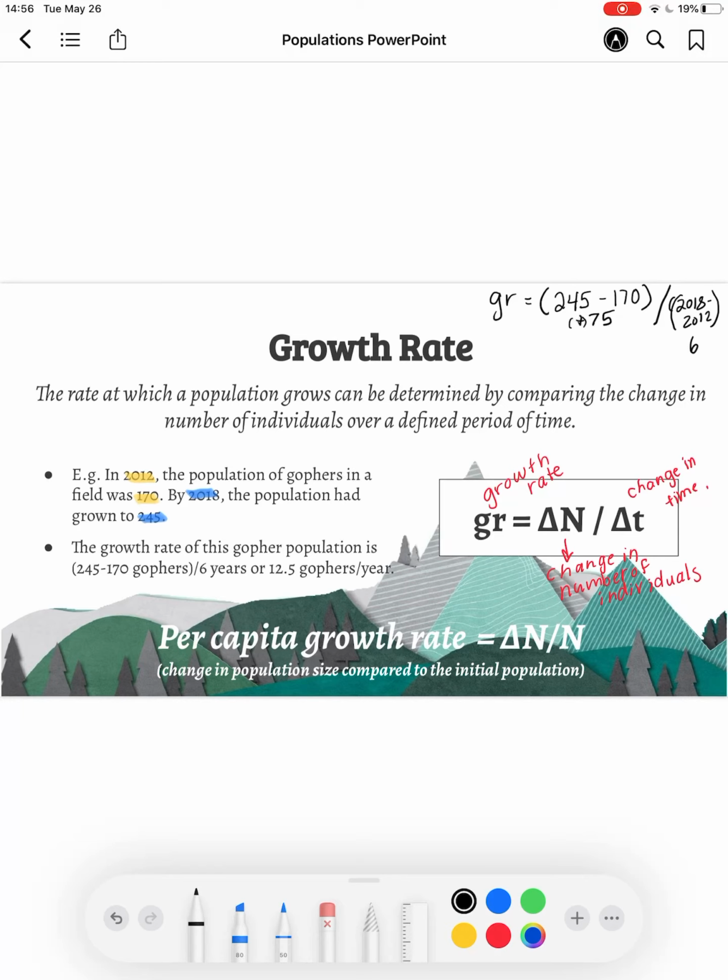Okay. So in a 6-year period, the population of gophers rose by 75. So if we want to find the growth rate, we just divide those two numbers. So growth rate is equal to 75 gophers divided by the 6 years. If I do that in my calculator, I will get 12.5, which is what they did there.